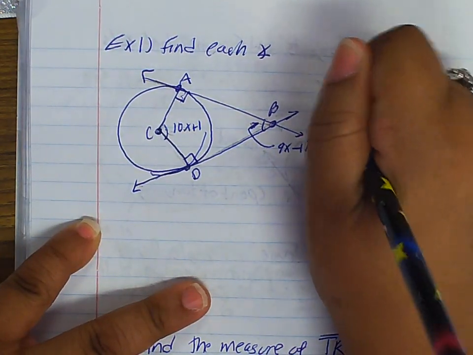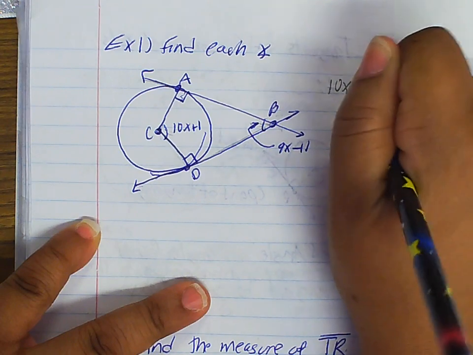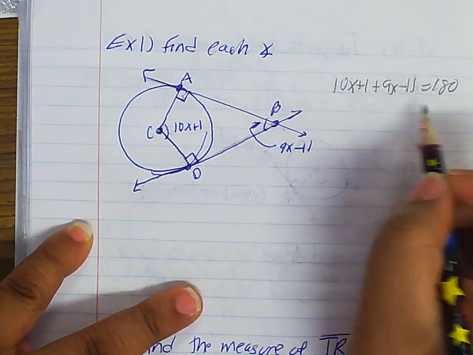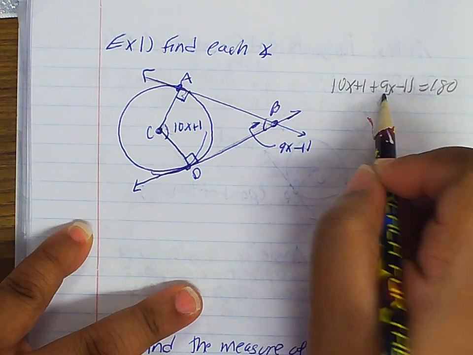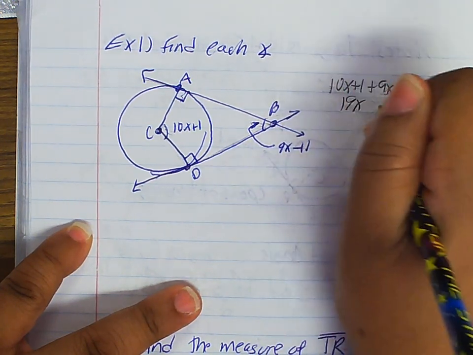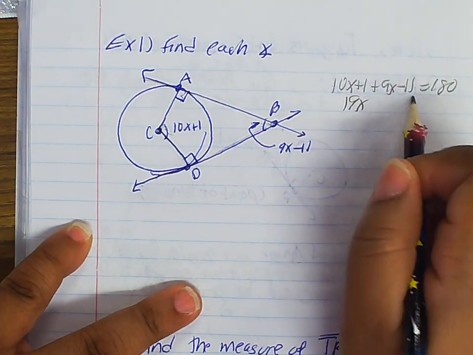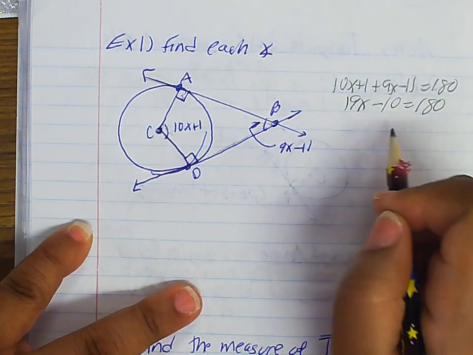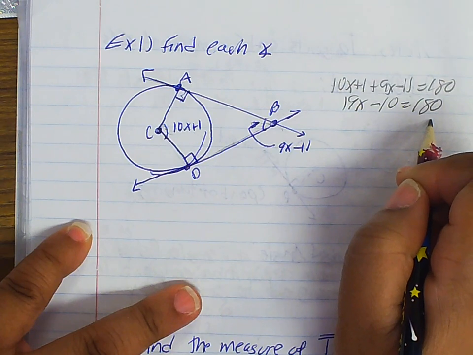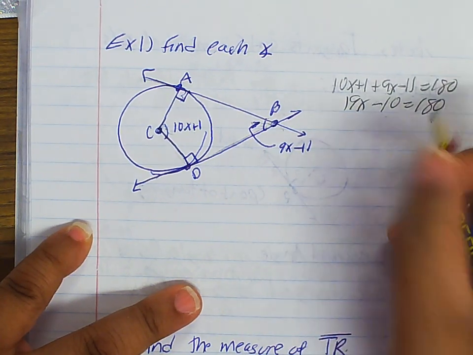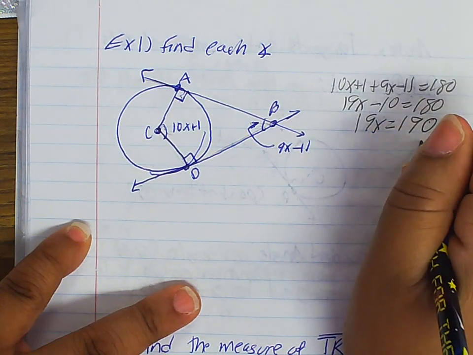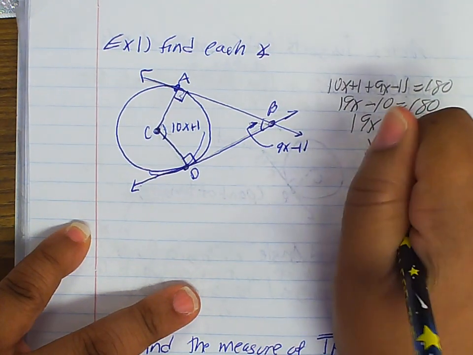So I'm going to write 10x plus 1 plus 9x minus 11 equals 180. So combine our like terms, 10 plus 9, which gives me 19x. All right. Then we have 1 minus 11, which gives me minus 10 equals 180. You want to add 10 to both sides, so that gives me 19x equals 190. Divide the 19 out on both sides, x turns out to be 10.